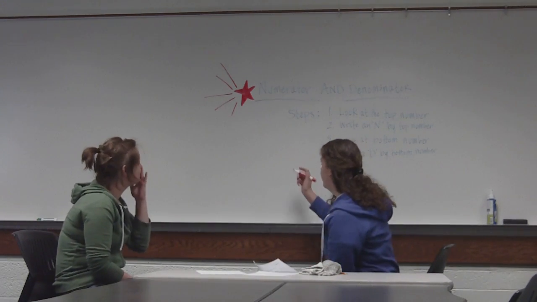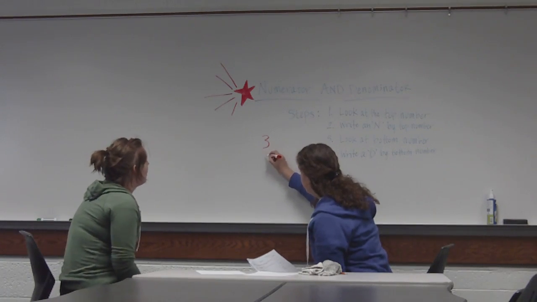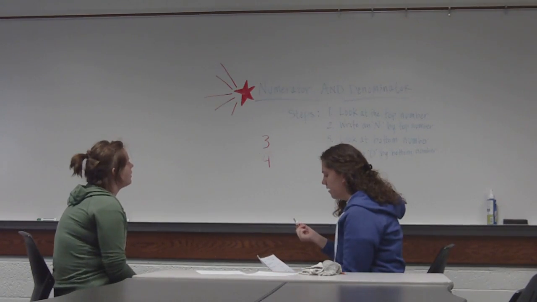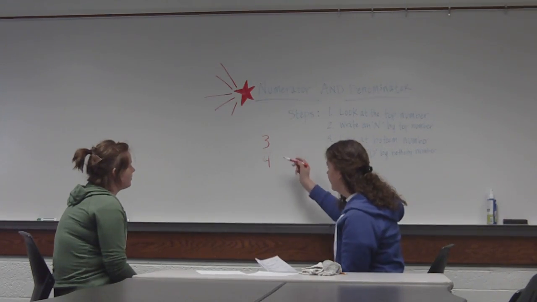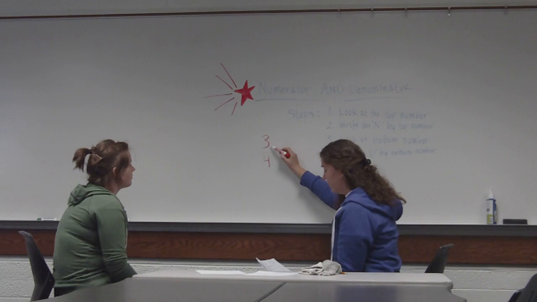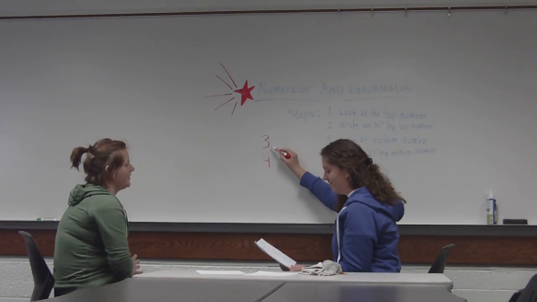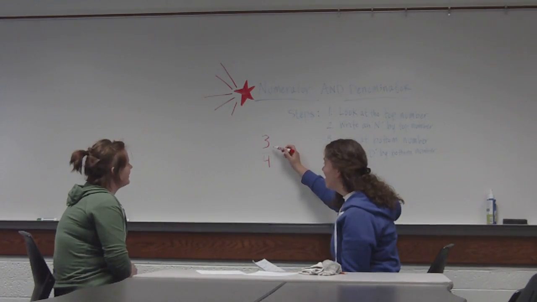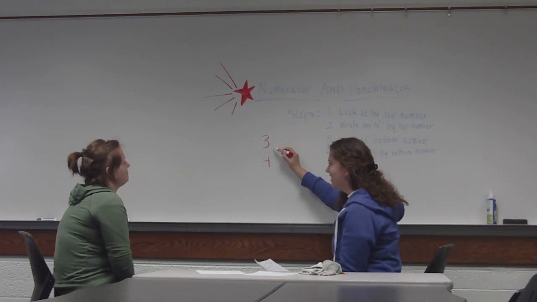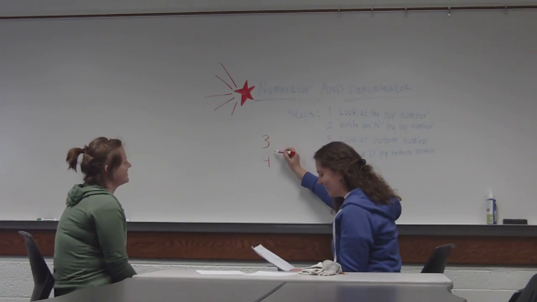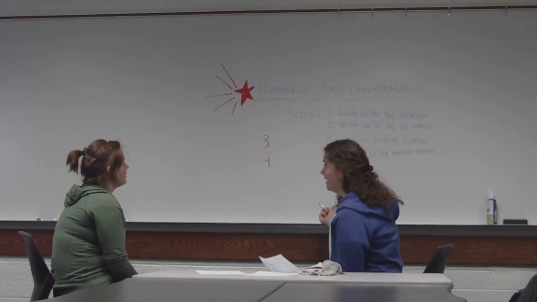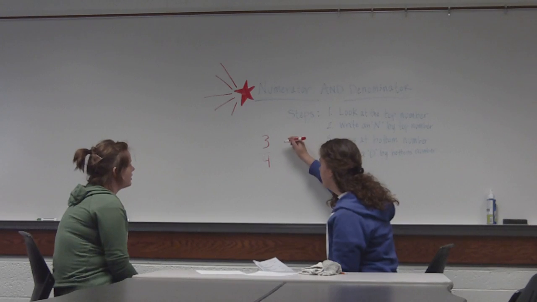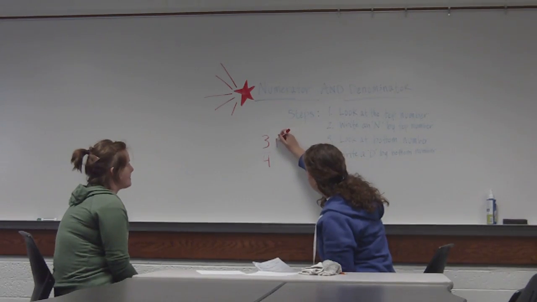Okay, so we're going to start. And I'm going to start by writing a fraction. The first thing I do is I look at the top number. So what do I do first? Look at the top number. Exactly, thank you. The top number is called the numerator. Numerator. What's it called? It's called the numerator. Exactly, that's really good. So the next thing that I do is I'm going to write an n next to the numerator, the top number. So what do I write? An n. Exactly right, I write an n next to the top number.